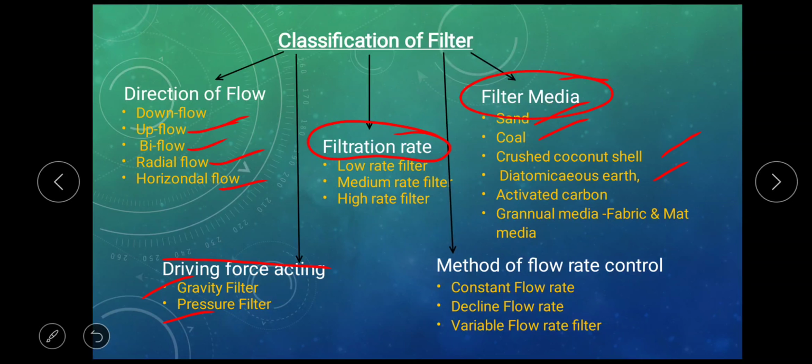Based on the flow rate control, it can be a constant flow rate filter, declining flow rate filter, or variable flow rate filter. We will study the low rate filter, meaning the slow sand filter, in the next class. That's enough for the filter and filtration.